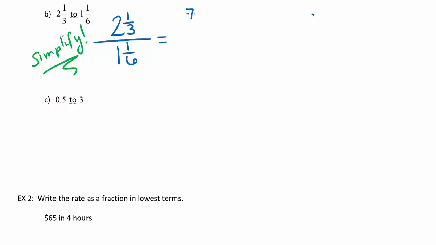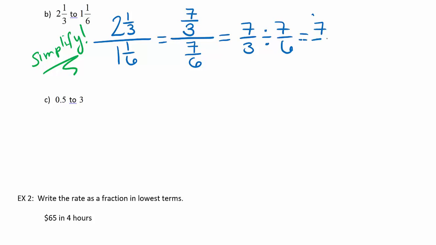2 times 3 is 6, plus 1 is 7. So I've got 7/3. 1 times 6 is 6, plus 1 is 7, over 7/6. Now that fraction bar actually means division. This is the same thing as 7/3 divided by 7/6. And we reviewed in the last lesson that if we want to divide fractions, we copy down the first, we change to multiplication, and we flip the second.